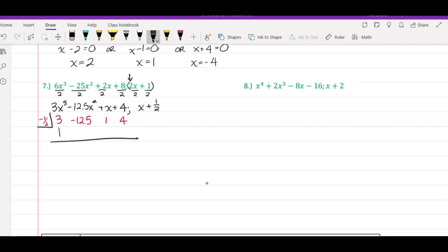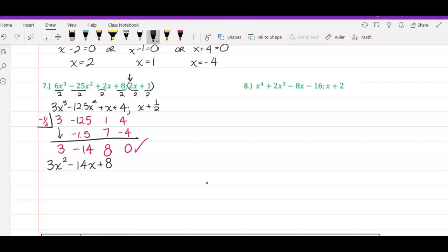And we're going to first bring down the 3. 3 times negative 1/2 is negative 1.5. When I combine those, I get negative 14. Times negative 1/2 is 7. 7 and 1 makes 8. 8 times negative 1/2 is negative 4, which gives me a remainder of 0, which we fully expected. So my new reduced or depressed polynomial is 3x squared minus 14x plus 8.